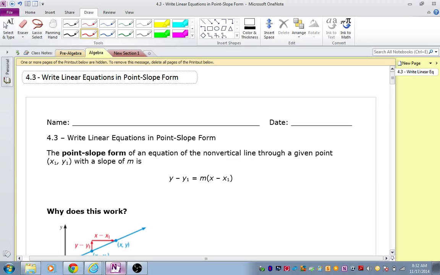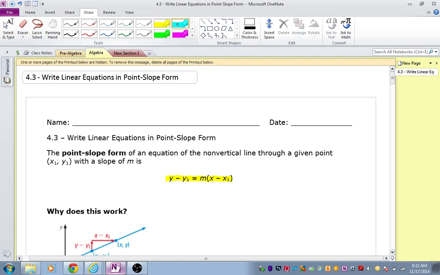This is a video for Lesson 4.3, Writing Linear Equations in Point-Slope Form. Now, we've already talked about how to write linear equations in slope-intercept form. This is just an alternate way to write them. It says the point-slope form of an equation of the non-vertical line through a given point, and that's going to be (x1, y1), with a slope of m, is y minus y1 equals m times x minus x1.